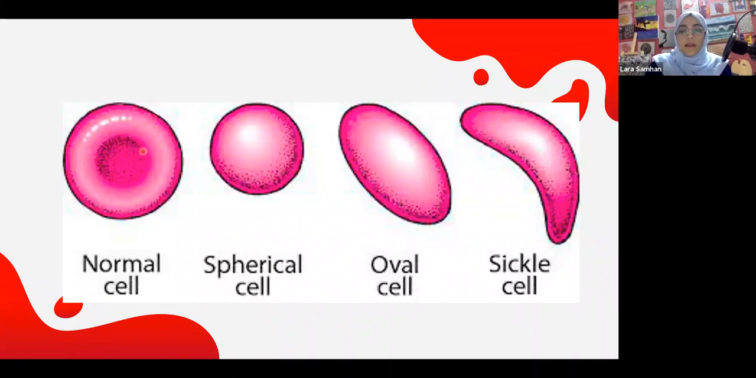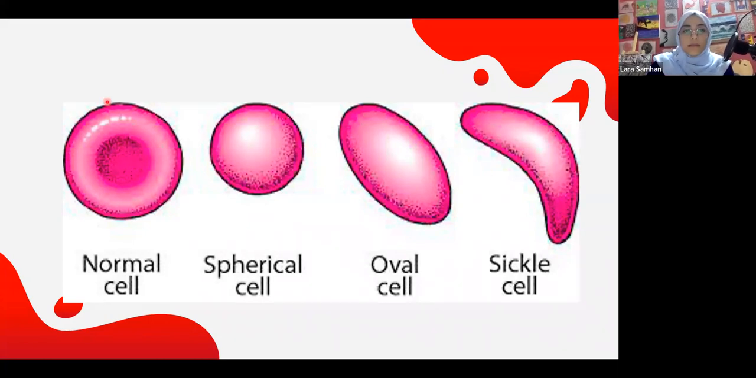For example, if we have any problem in the normal biconcave structure, we might have a sickle cell shape RBC, which looks like a moon or a half moon. If we have this abnormal sickle cell RBC shape, the RBCs can get stuck in the capillary, which can form a clot and cause ischemia or hypoperfusion to the organs.